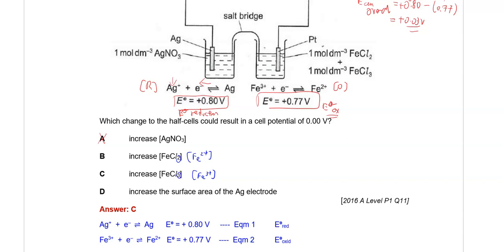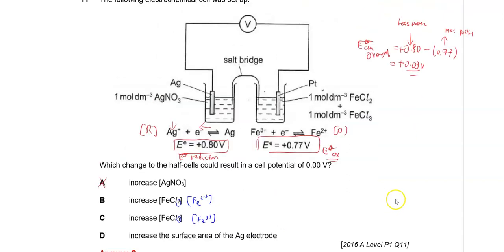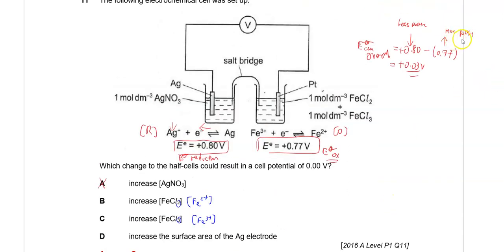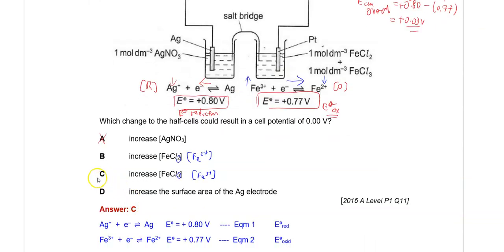Okay, so in this case, I need E oxidation to become more positive. So I need the equilibrium position to shift to the right to favor reduction. Which means I need to increase Fe3+ or to decrease Fe2+. So therefore, based on the options, increase Fe3+ would be the correct option. Okay, B will be wrong, because if I increase Fe2+, the equilibrium position will shift to the left hand side.